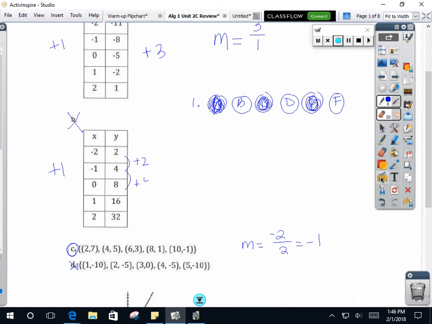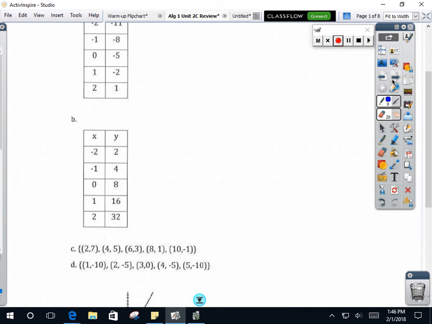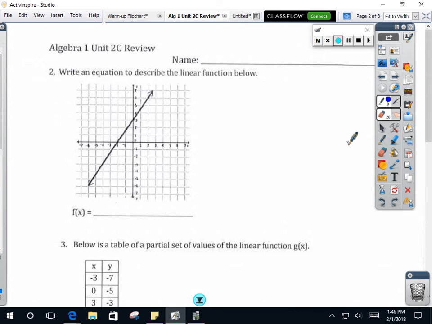Okay, now let's go to number 2. Write an equation to describe the linear function below. Now, normally when we write an equation of the line, we do it in y equals mx plus b form, correct? They're just choosing to use f of x instead of y. It's the same thing. You're still doing it in mx plus b form.